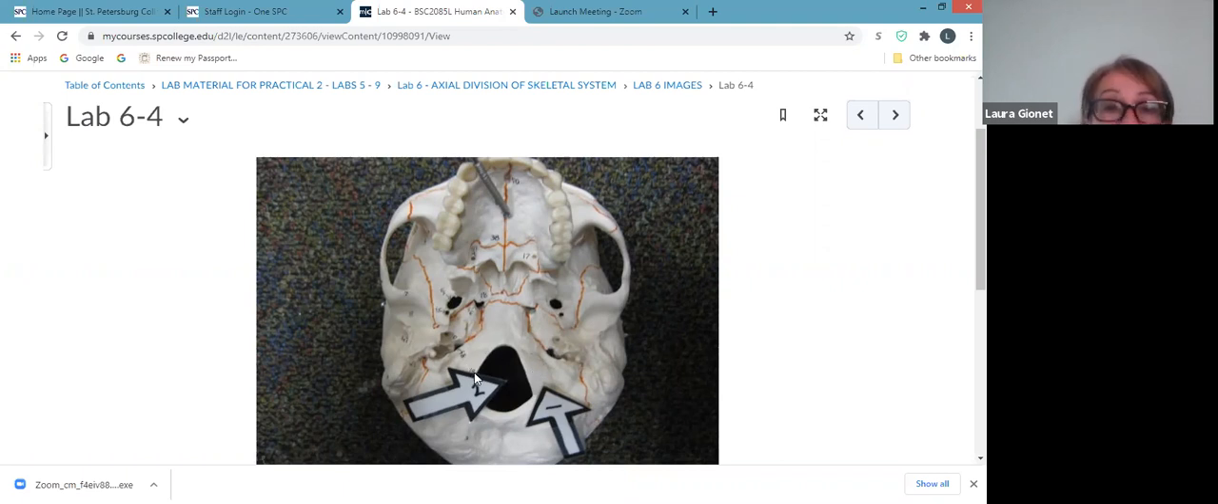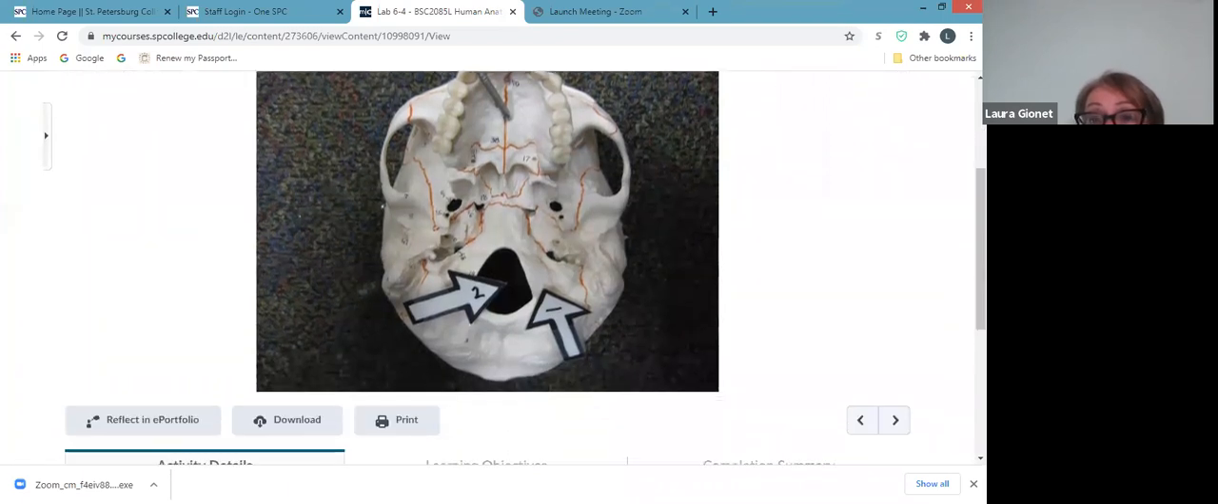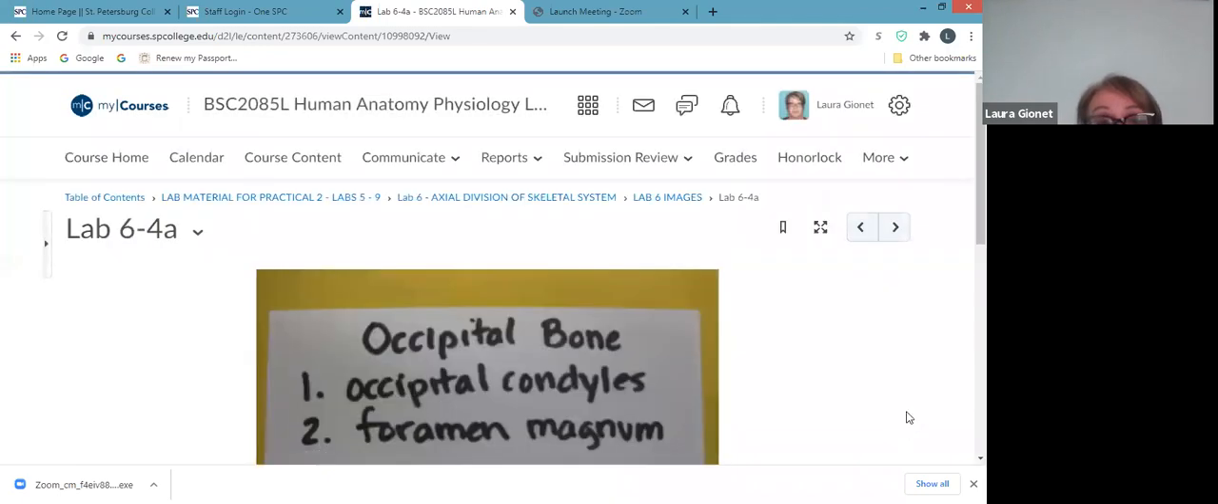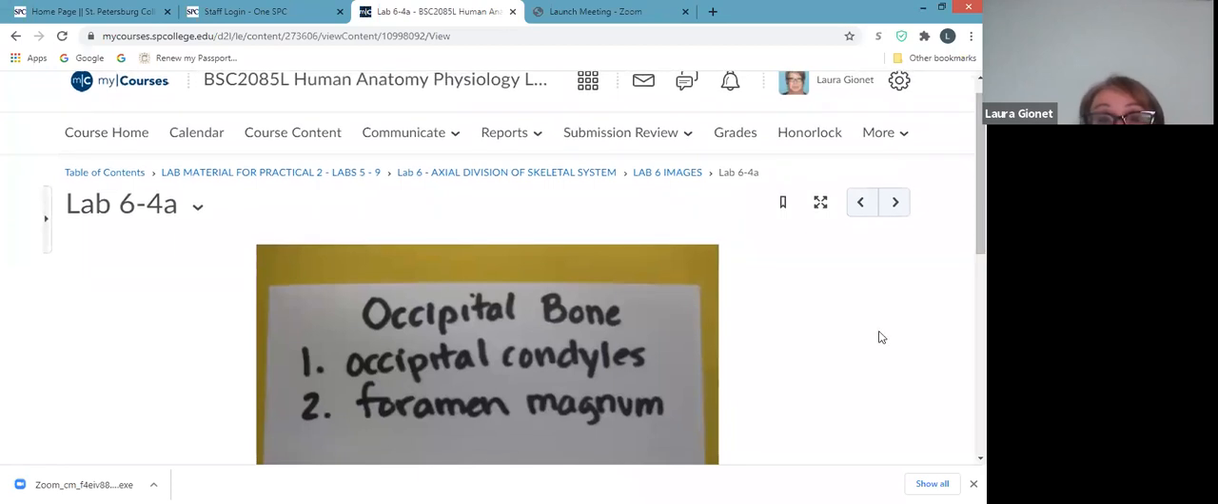These two smooth surfaces are where your skull sits on your first cervical vertebra, atlas. So those are called occipital condyles. They function as an articulation. And 2 is pointing to the big hole, which is called the foramen magnum, and it functions as a passageway. So we have occipital bone, occipital condyles, foramen magnum, but you need to know the functions of these as well.